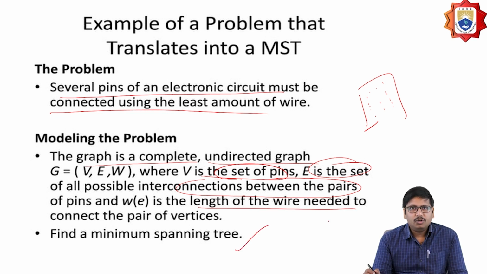So for this I'm going to construct the spanning tree. So the problem is we have an electronic circuit board in which several pins are there, and we have to connect all of these with the least amount of wire. For modeling this problem, this should be an undirected graph with a set of pins, a set of interconnections, and W will be the length of the wire. So we are finding the minimum spanning tree.